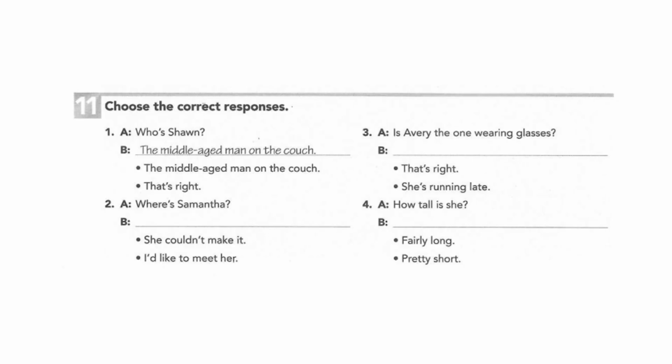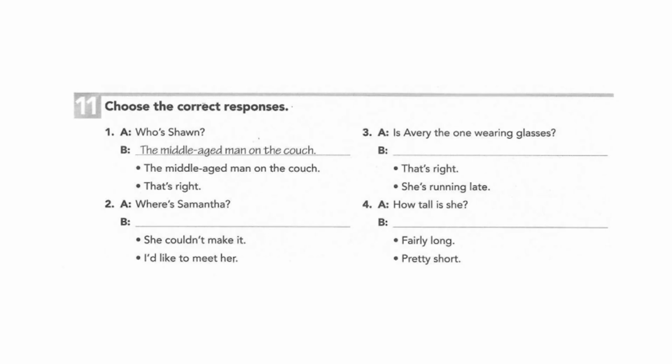Remember that these are two people interacting. So I asked the question, where's Samantha? And someone else responds, she couldn't make it. So it wouldn't be right if I ask, where's Samantha, for somebody else to say, I'd like to meet her. It makes less sense, okay? Tell me, Angela. That's right.